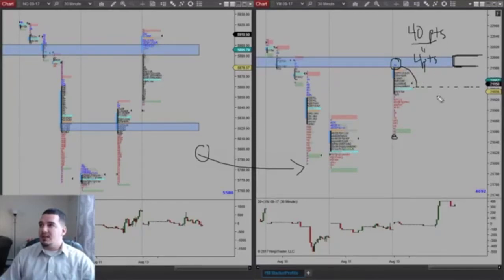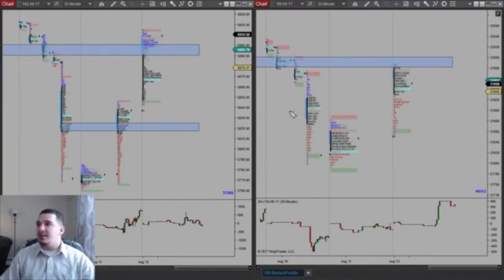So 40 points, not too bad of a trade here. Definitely respected the value area and sold off from those levels rather quickly. Looks like we only have 2 prints at the high.